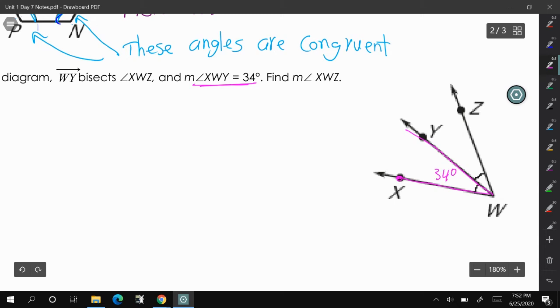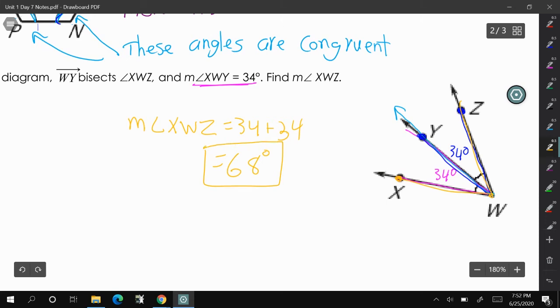is 34 degrees. Well, if this ray WY bisects the whole bigger angle, that means angle ZWY must also be 34 degrees. So then the measure of angle XWZ, the whole angle, is 34 plus 34, which is equal to 68 degrees. Okay. Remember, bisect means that the angle is cut in half.